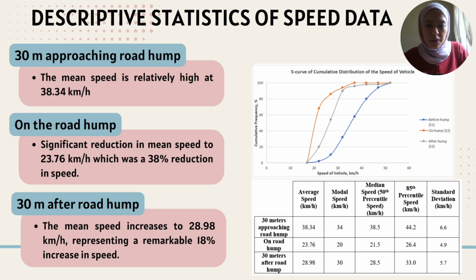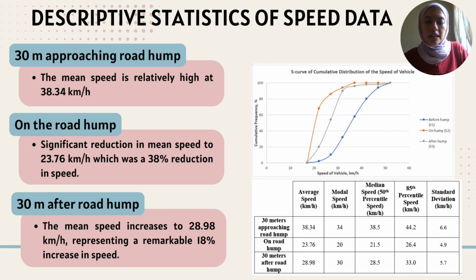The descriptive statistics of the speed data are presented in the table below. Approaching the hump, the mean speed is 38.34 km per hour with a 6.6 km per hour standard deviation, signifying a considerable speed variability.